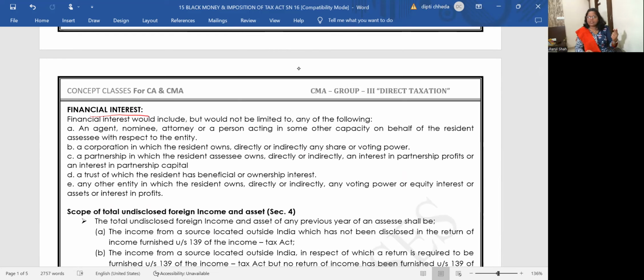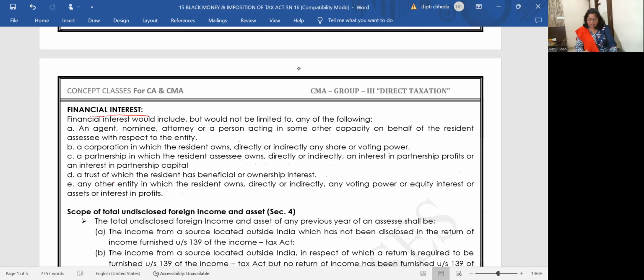Agent, nominee outside India, attorney or a person acting in some other capacity on behalf of the resident assessee; corporation in which the resident owns directly or indirectly any voting power; partnership in which the resident assessee owns directly or indirectly any interest; trust of which the resident has beneficial or ownership interest. Are you getting? Trust of which the resident has beneficial or ownership interest. Matlab India ke bahar koi trust hai ya aap usmein beneficiary ho ya aapka beneficial interest hai. This beneficial interest we have done in the non-resident also, first class.